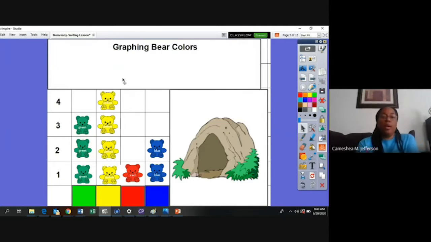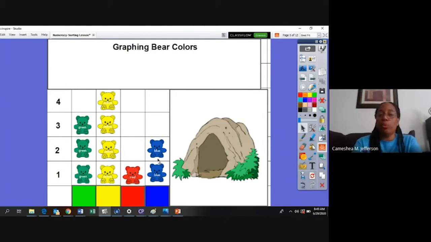Now, looking at the data here, I can use this graph to help me see and answer questions, and I can do it quickly too, because I have this graph here. That's the cool and neat thing about a graph. So if you say, Mrs. Jefferson, which bear has the least amount? I can quickly look and see that the red bear has the least amount because it only has 1 here, and that's the number 1, and it's shorter than these other ones here. If you look across, it's lower here.